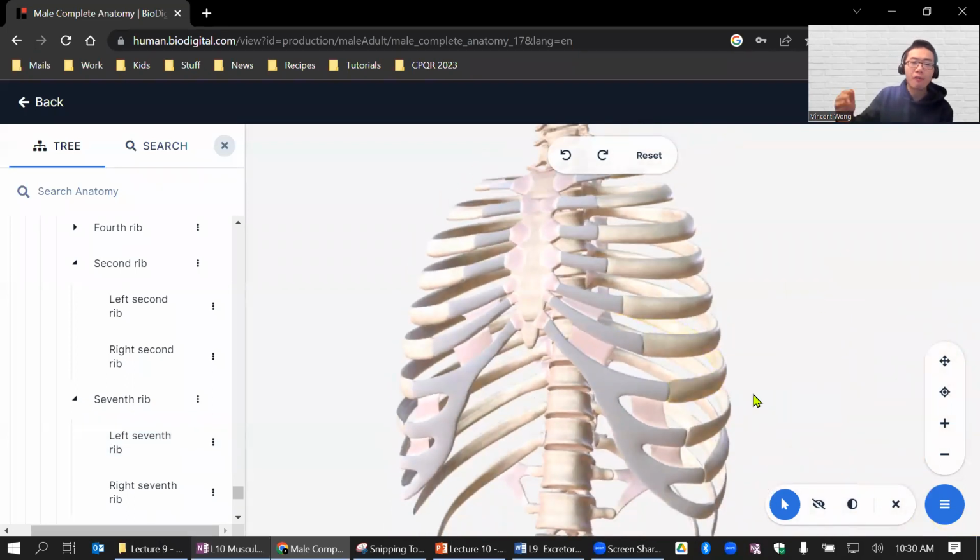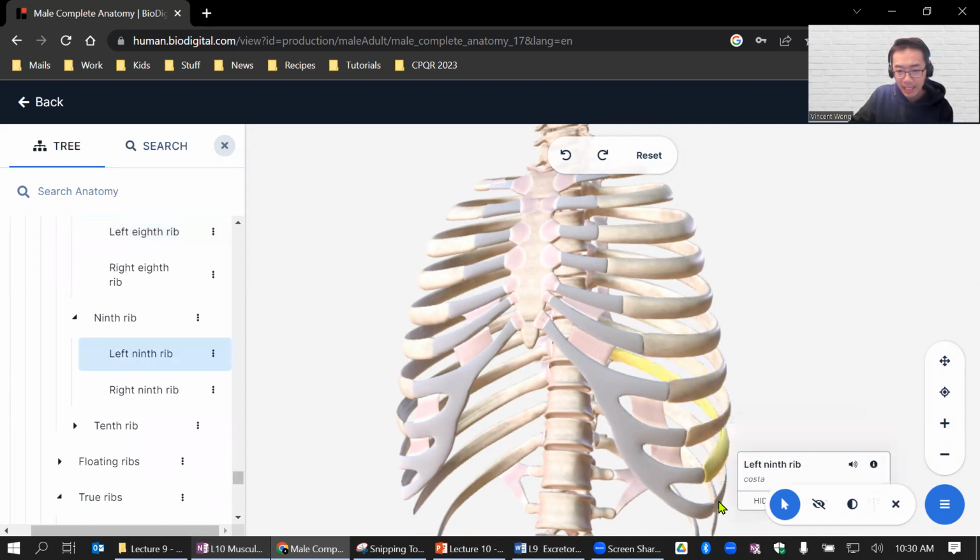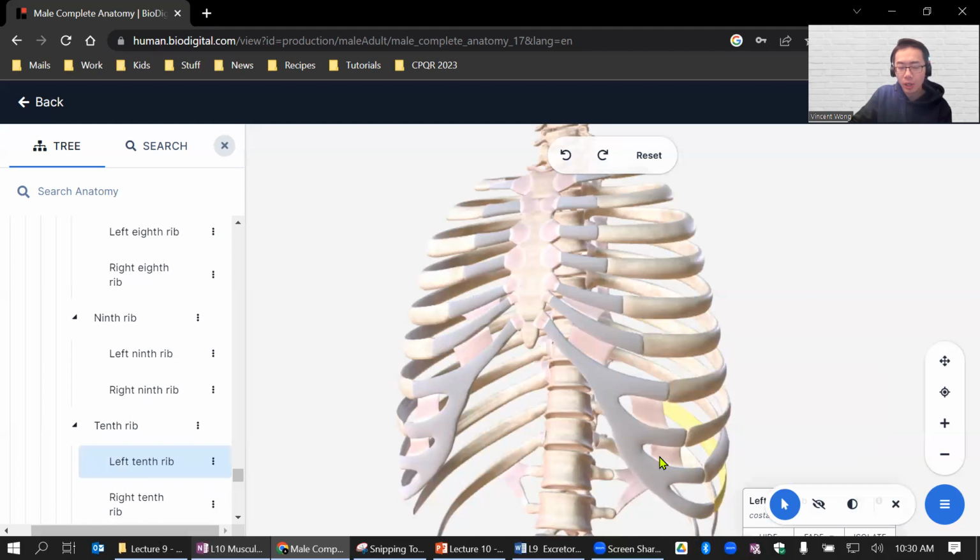And then the rest of them are called false ribs. They are false because they don't connect directly to the sternum with their own cartilage. This is number 7. So 8, 9, and 10, their costal cartilage connects to the cartilage of number 7 instead of directly to the sternum. They kind of piggyback on the costal cartilage of number 7.